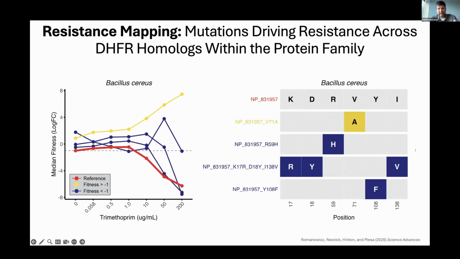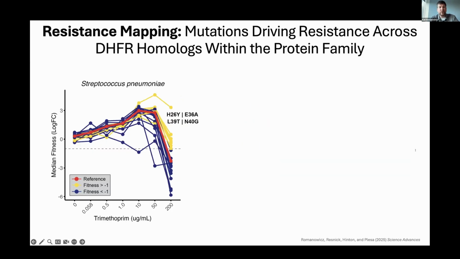And from here, we can align these mutant sequences to the reference sequence and determine which amino acid substitutions at which position inferred resistance. And so in this case, with Bacillus cereus, it was a single amino acid substitution from valine to alanine at position 71. So we gained a new insight about which mutants led to resistance in this particular DHFR variant.